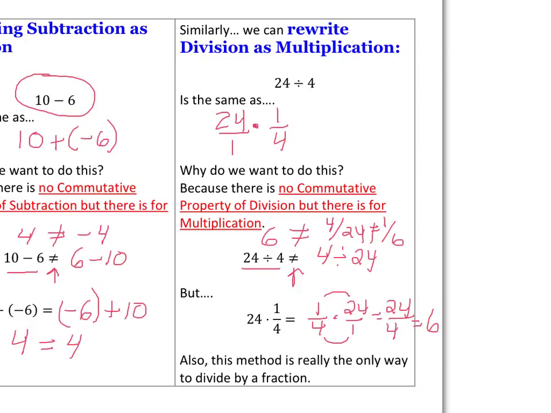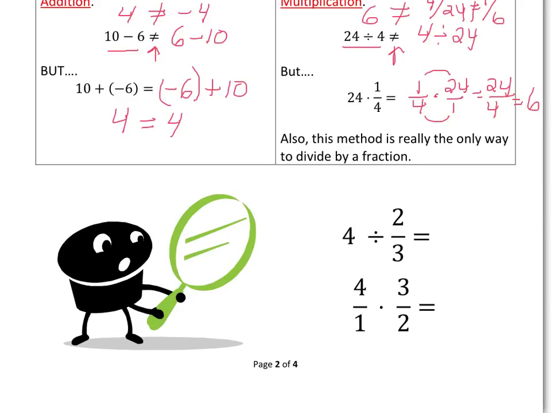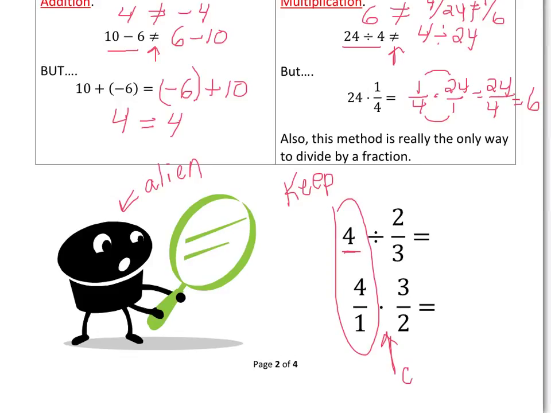Okay, another reason why we would like to rewrite division is because it really is the only way to divide by a fraction. So let's take a look at what I mean by that. I've got my funny little alien guy here who's taking a closer look with a magnifying glass. Here we have 4 divided by 2/3. Well, how do we divide by a fraction? What we do is we keep the first term, 4, and we change division to multiplication. So keep, change, and we flip that fraction to the multiplicative inverse or reciprocal. Oops, I've spelled change wrong.